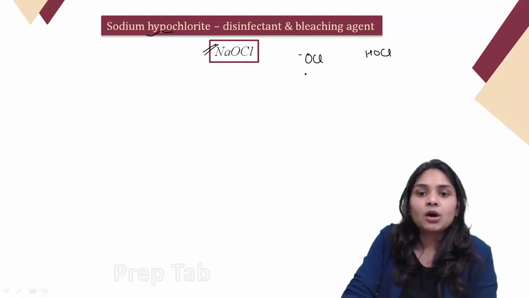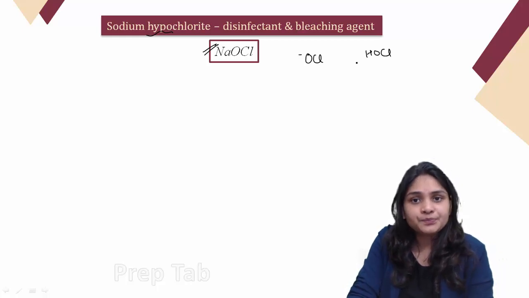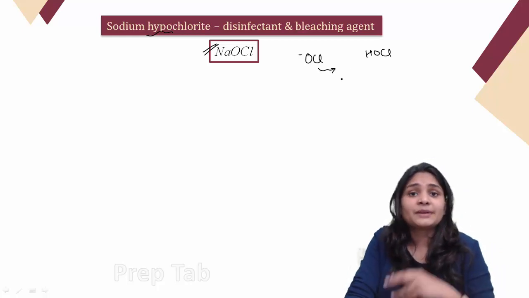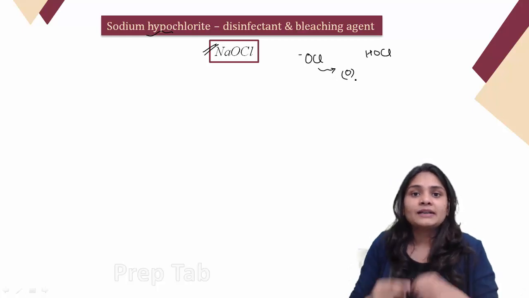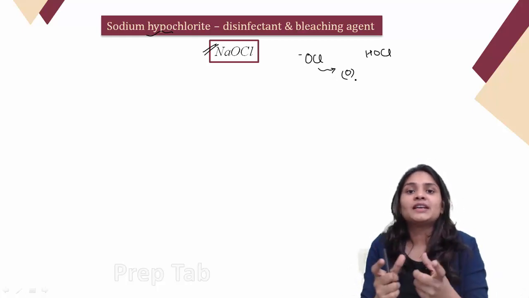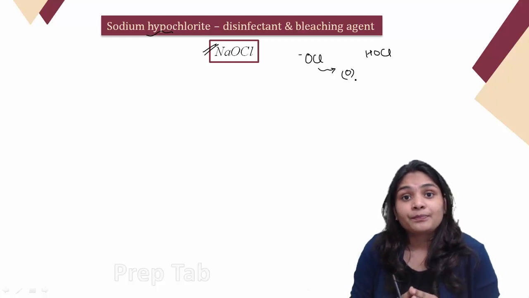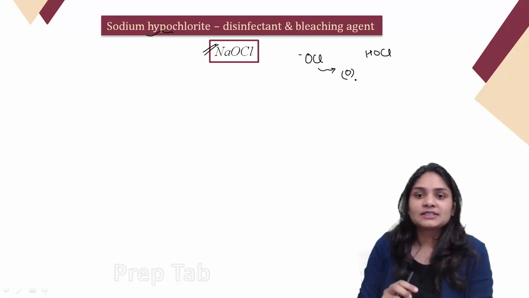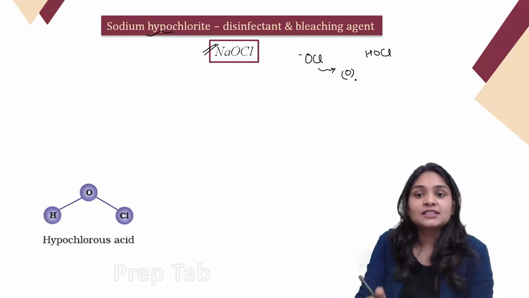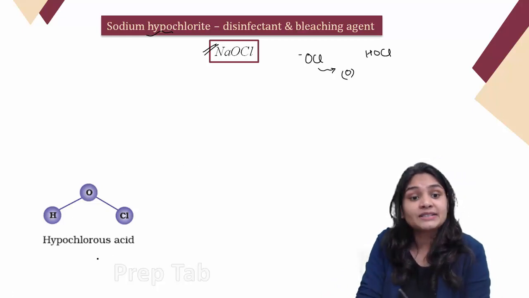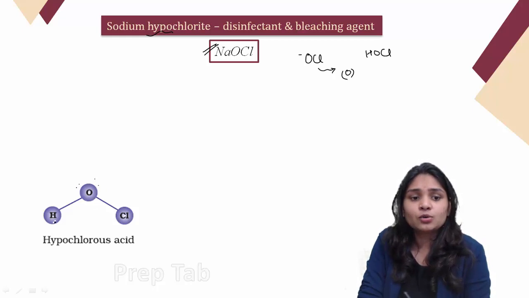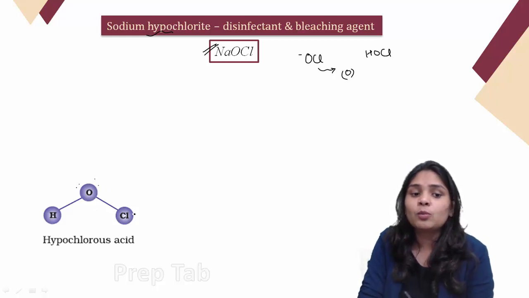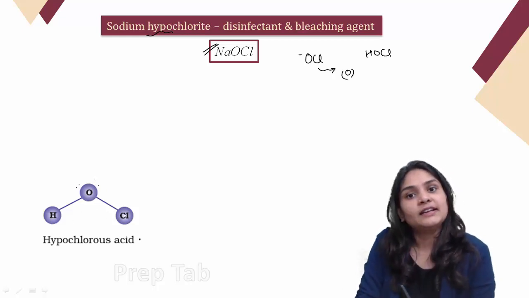Because this is very unstable, it breaks down in the presence of light and it provides nascent oxygen, and this oxygen is actually the oxidizing agent which helps in bleaching. Clear? So this is one thing. Second, this is the structure of hypochlorous acid. It is bent shape. O has 2 lone pairs and 2 bonds, and oxygen is bonded with 2 bonds to H and Cl. Clear?